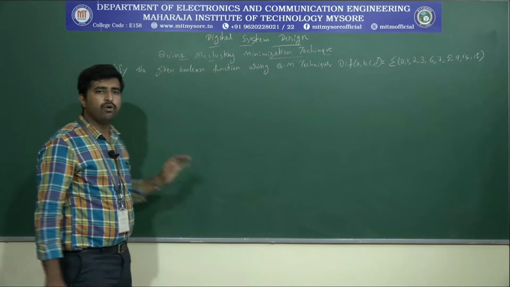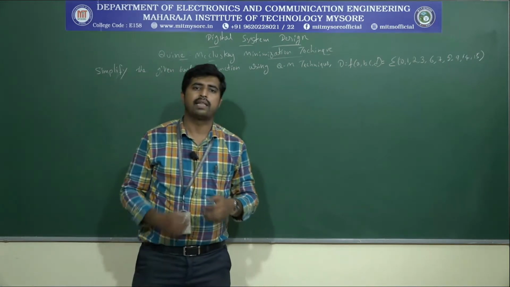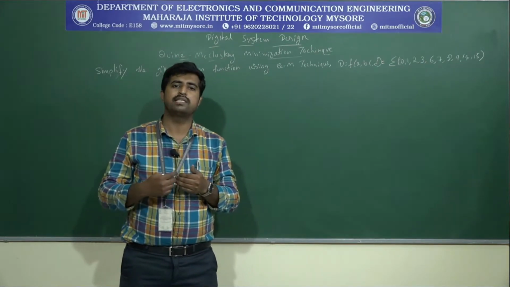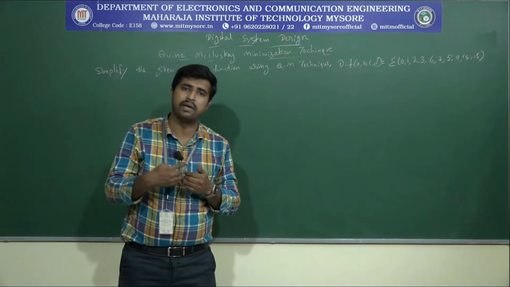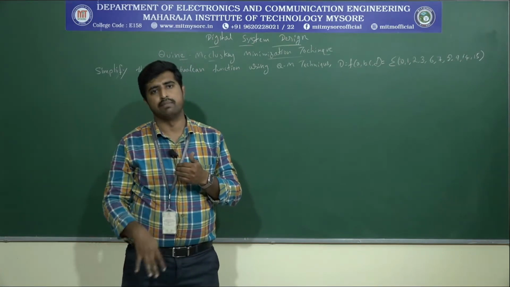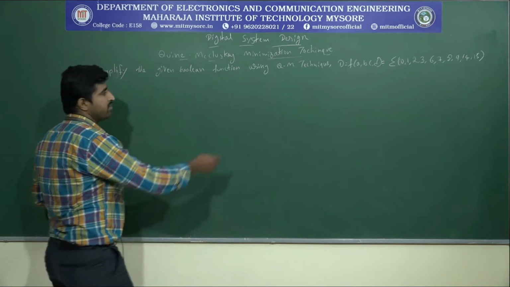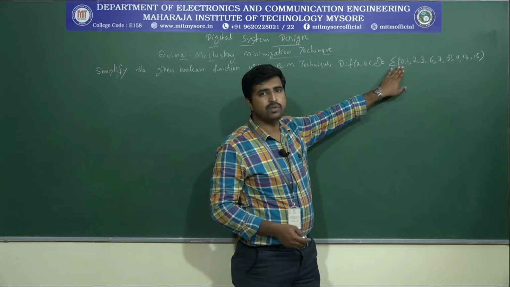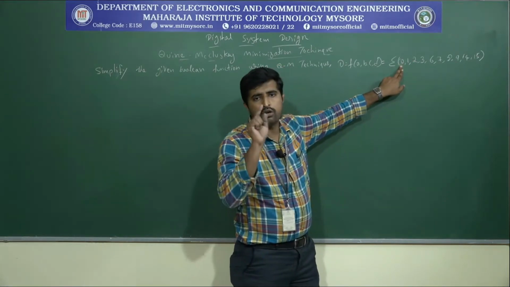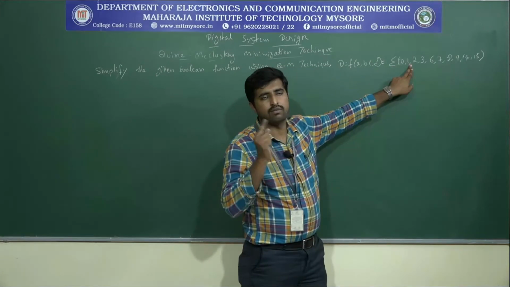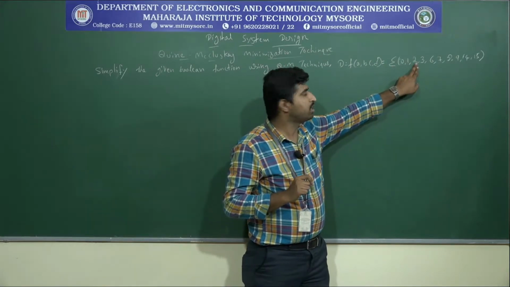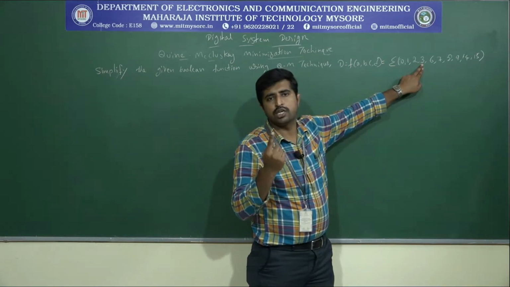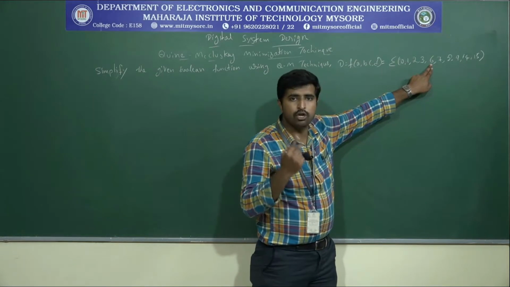Here we are going to construct a table, arranged according to the minterms. The minterms will be in increasing order of the number of logical ones in the minterms. If you see the minterms 0, 1, 2, 3, whatever minterms we have, how many logic ones are there? For 0, there are 0 logical ones. For 1, there is 1 logical one. Similarly for 2, 1 logical one. Next, for 3, there are 2 logical ones. For 6, 2 logical ones.